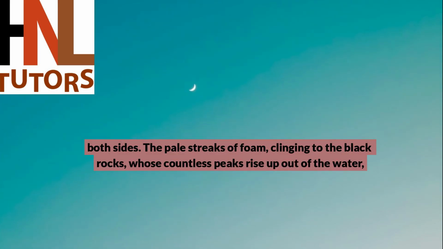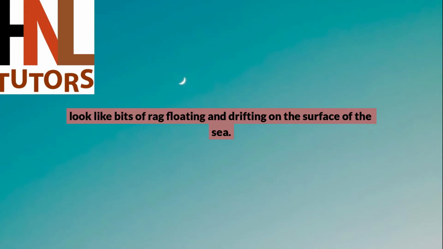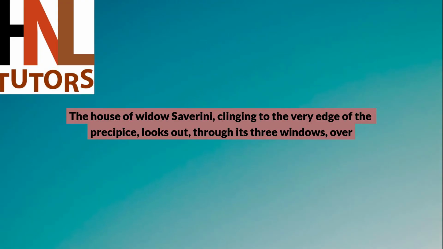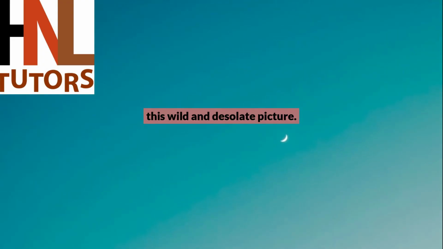The pale streaks of foam, clinging to the black rocks, whose countless peaks rise up out of the water, look like bits of rag floating and drifting on the surface of the sea. The house of Widow Savarini, clinging to the very edge of the precipice, looks out, through its three windows, over this wild and desolate picture.